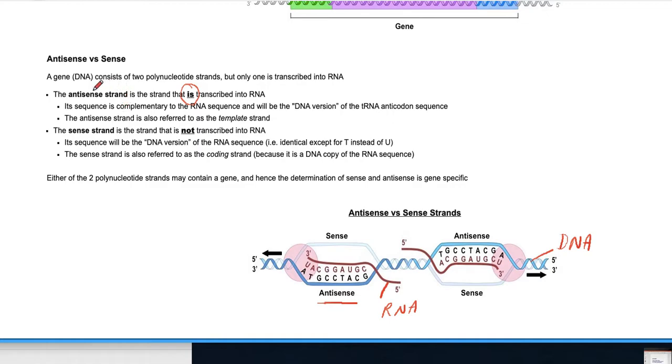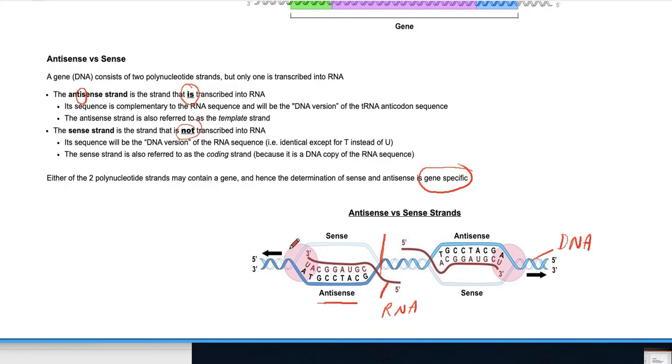So the way that I remember that is because I know that the word "transcribed" is in the word antisense. Okay? So the antisense strand, or the DNA parental strand, is going to make a copy of RNA. The sense strand is the one that is not transcribed. Okay. Now, something interesting to remember about this DNA and how DNA makes RNA is gene specific. So that means that it could vary which strand makes RNA depending on the gene you are looking at.